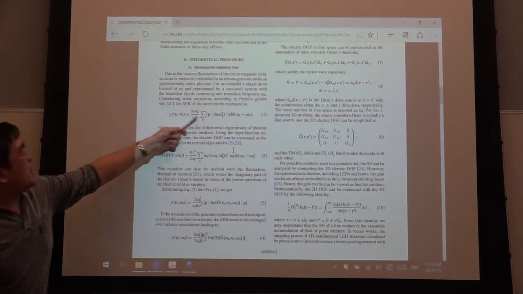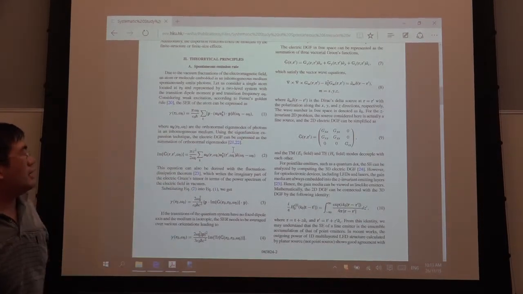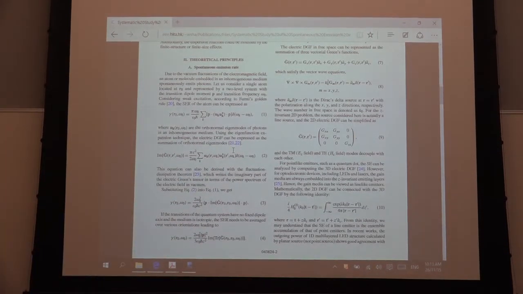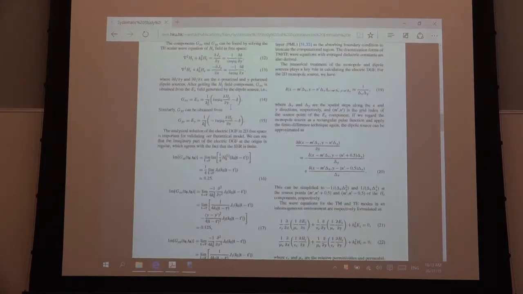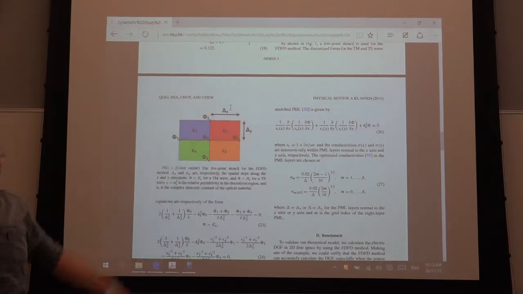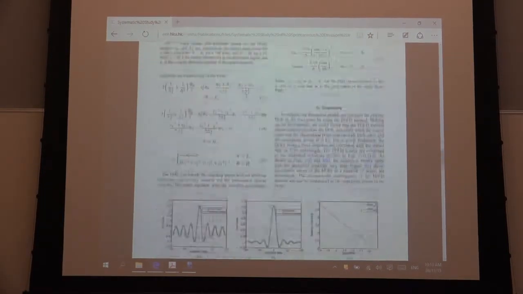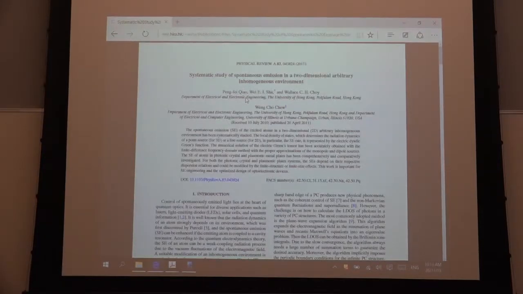He's an undergraduate student. You can see his equation first: this is spontaneous emission with an eigenmode and a Green function, fully quantum mechanical. Then they derive some analytical solution. They use the finite difference method, which I teach. Everything is done by him, including generating all the figures. The paper is in Physical Review A. That's very good.